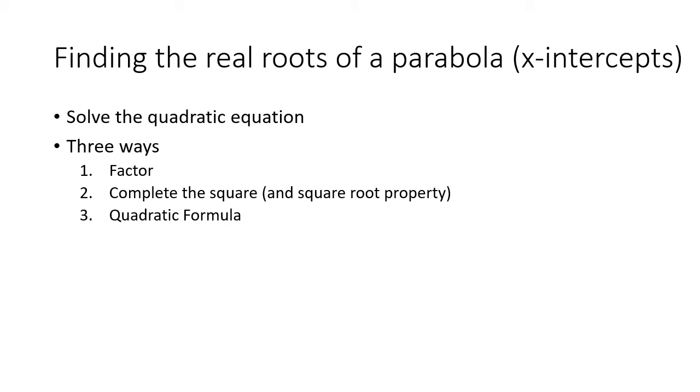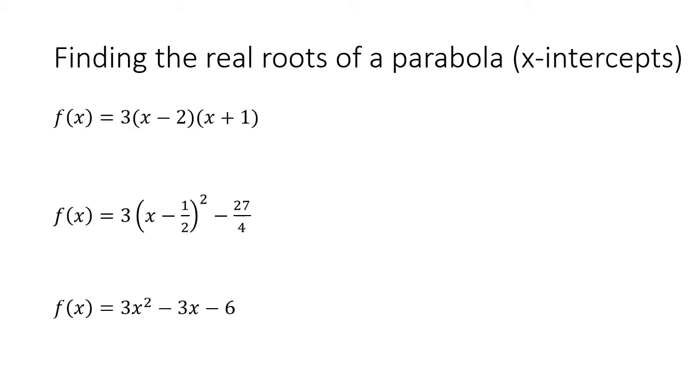I would argue that these are in order of complexity from least to greatest. Factoring is always going to be your easiest if you can factor. Completing the square is nice, and then you have to square root both sides to solve for x, or just the quadratic formula. Okay, and so let's look at some different ways, like when would we maybe want to use each.